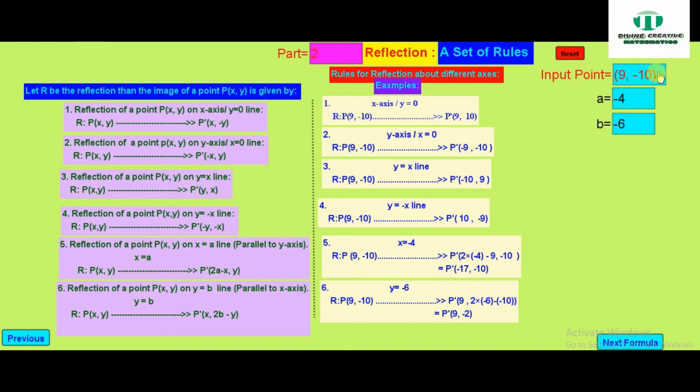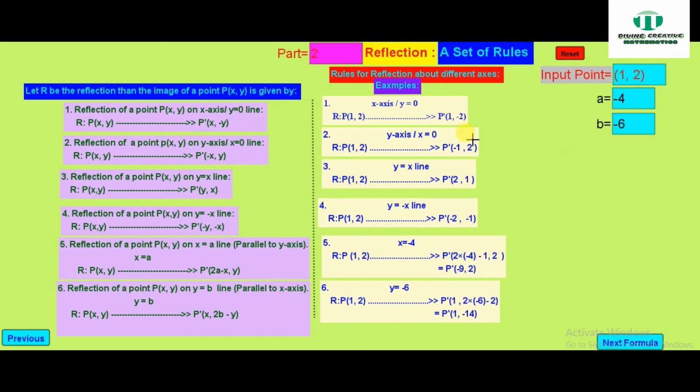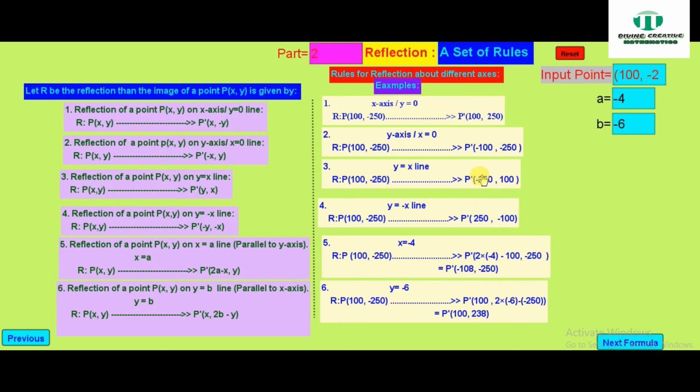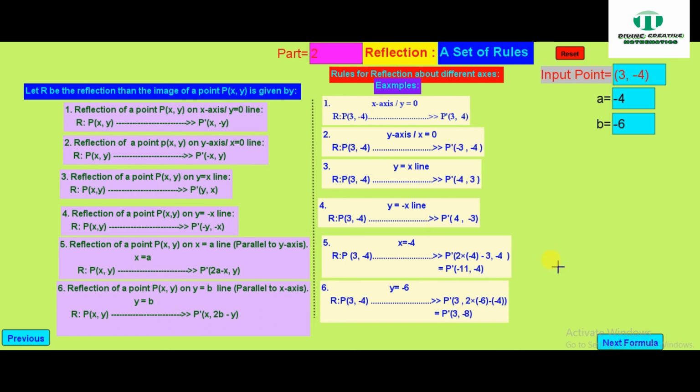Okay, you can see the changes in the example. If we input other points like (1, 2), then all images change, because the objects have changed. If you want to write 100 comma minus 250, its image also changes according to these objects. Similarly, you can input a small value like 3 comma minus 4, and its image also changes.